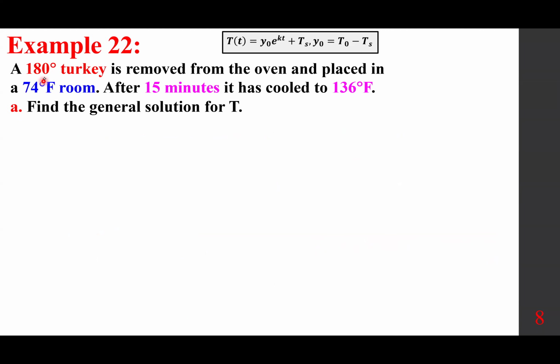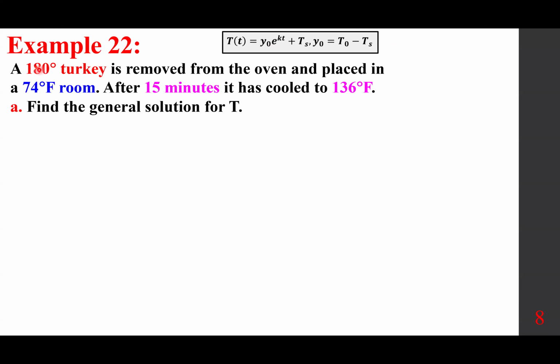A 180-degree turkey is removed from the oven and placed in a 74-degree Fahrenheit room. After 15 minutes, it has cooled down to 136 degrees Fahrenheit. Find the general solution for it. This is Newton's law of cooling, and we are going to write the information as follows.